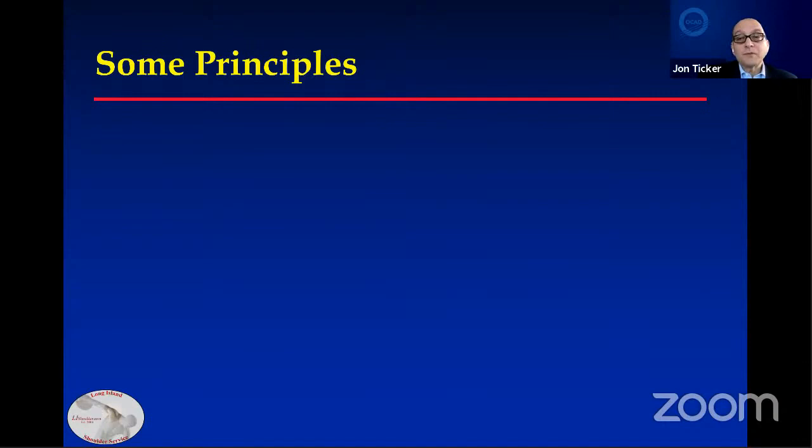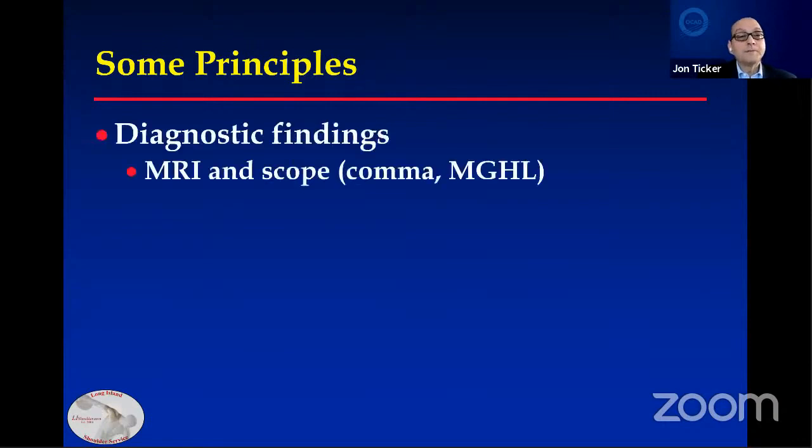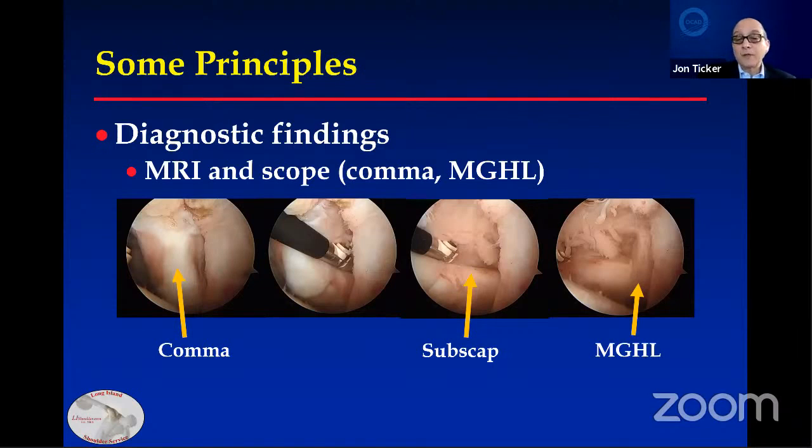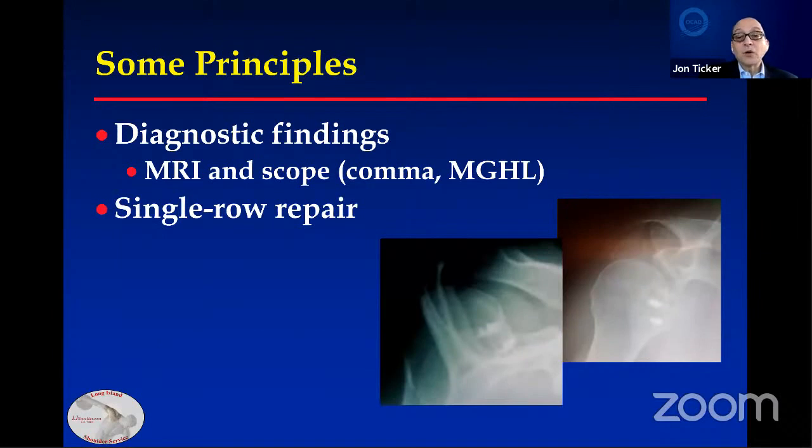So some principles as a reminder for what we went over. There are diagnostic findings that I look for. The MRI we went over, and I'll show one or two more examples. Here is the comma tissue. When you expose the rolled edge of the subscapularis, you see it, and as you retract it more laterally, here's the middle glenohumeral ligament. I do a single row repair.